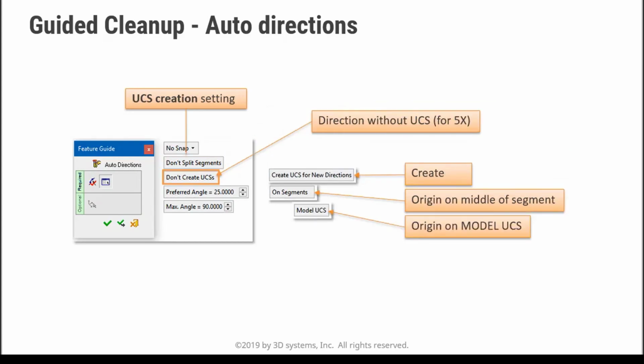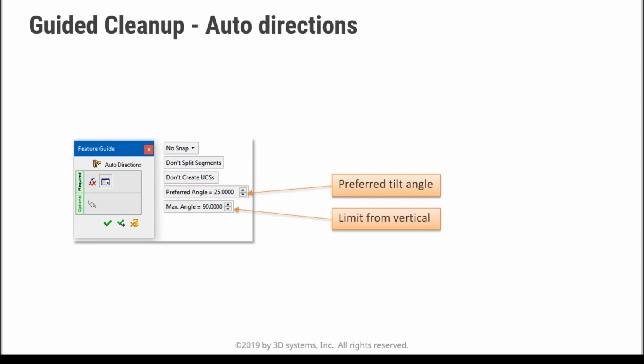The next parameter is the UCS creation setting. We have the option to create or not create UCS. If the option Create UCS is active, we can place the UCS in the middle of the segment or in the active UCS. In addition, we can set a preferred tilt angle, and we can limit the tilt angle from Z direction.